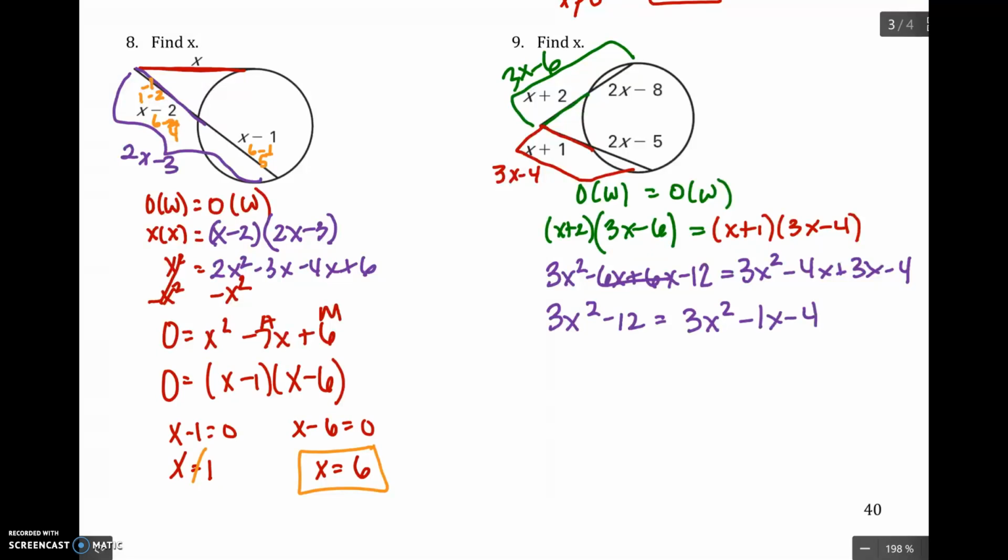And try to solve. Now notice on this particular one, even though I have x squareds and x's, if I try to get the x squareds together, they disappear, so they cancel away. So this is not actually a quadratic equation. So I'm going to add the 4 to both sides, and then divide by -1. And I'll get positive 8.